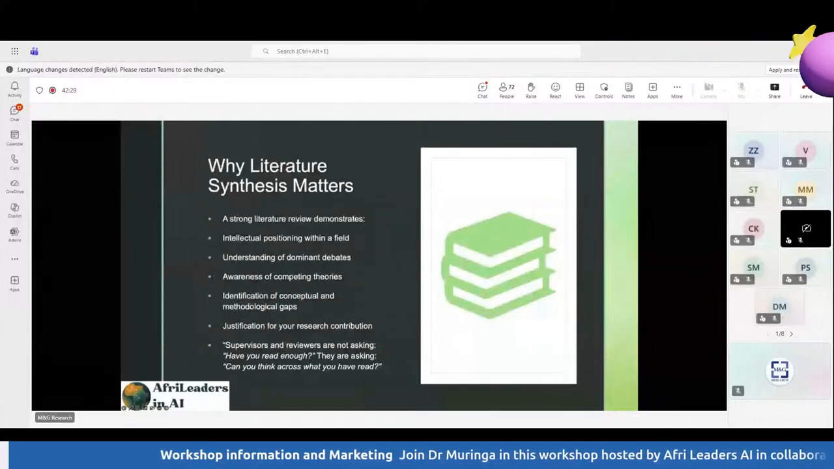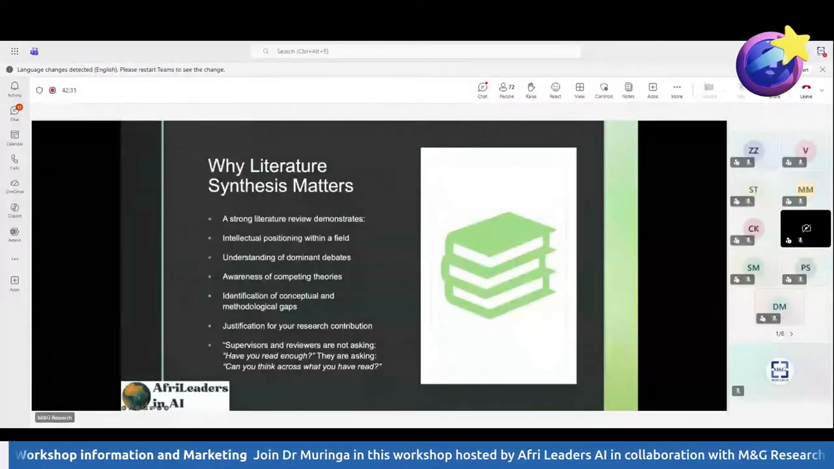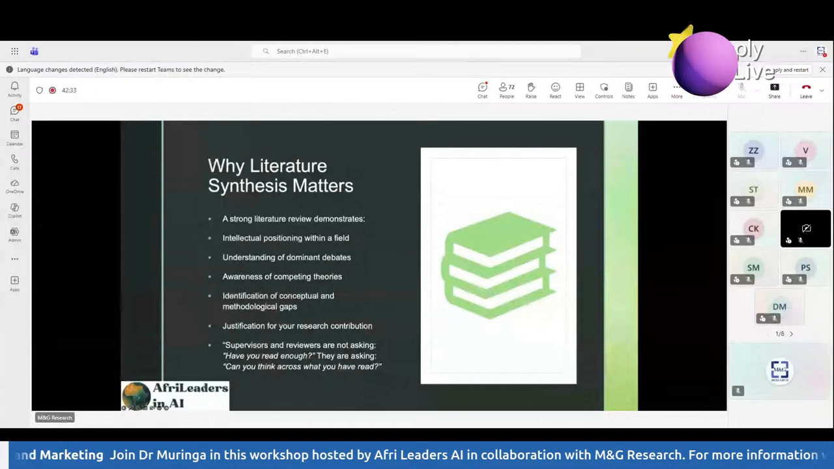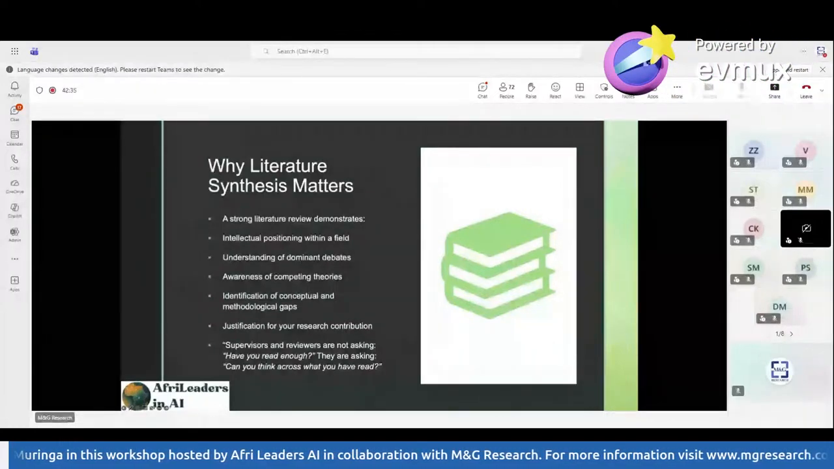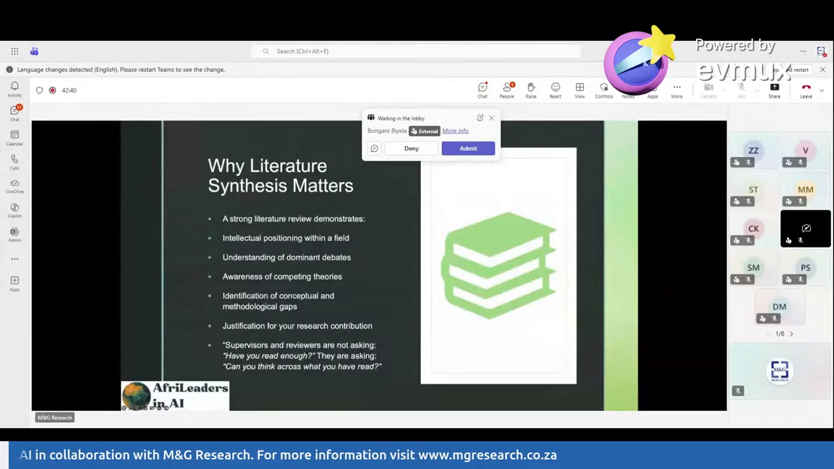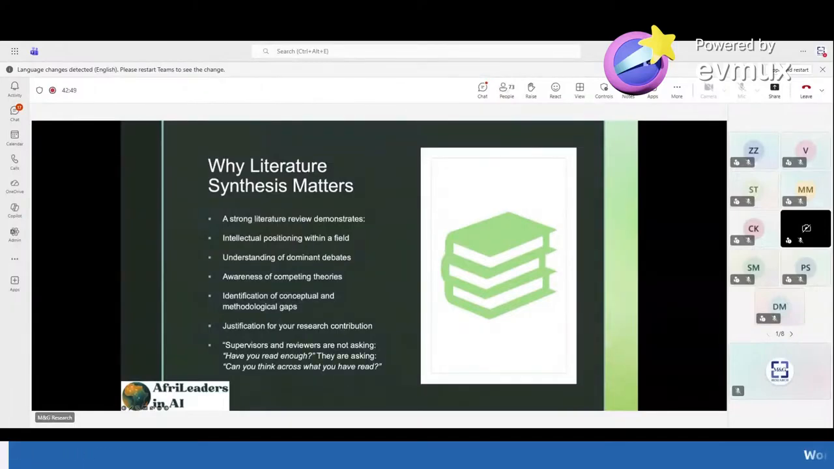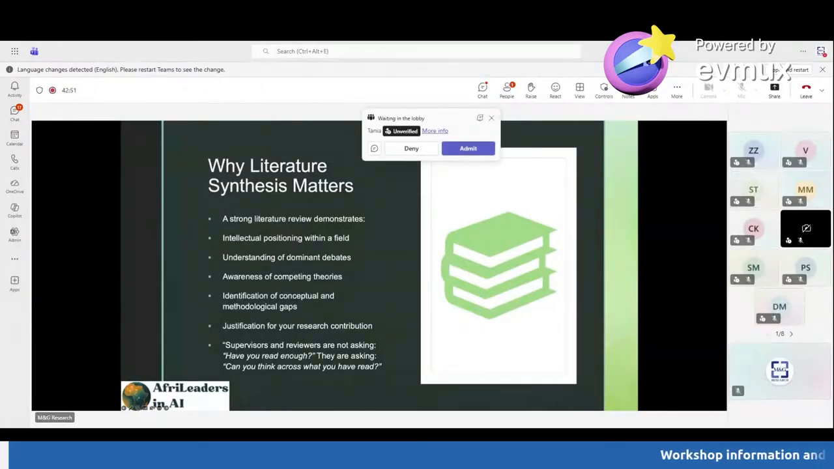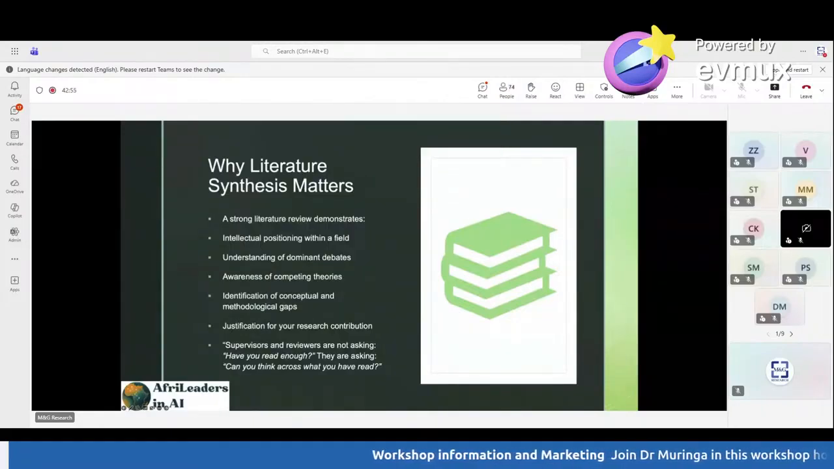We need you to situate yourself and say, this is my contribution to the debate about this particular subject or field of inquiry, right? So the key point that I want to stress is that supervisors and reviewers are not asking, have you read enough? What they're rather asking is, can you think across what you read?